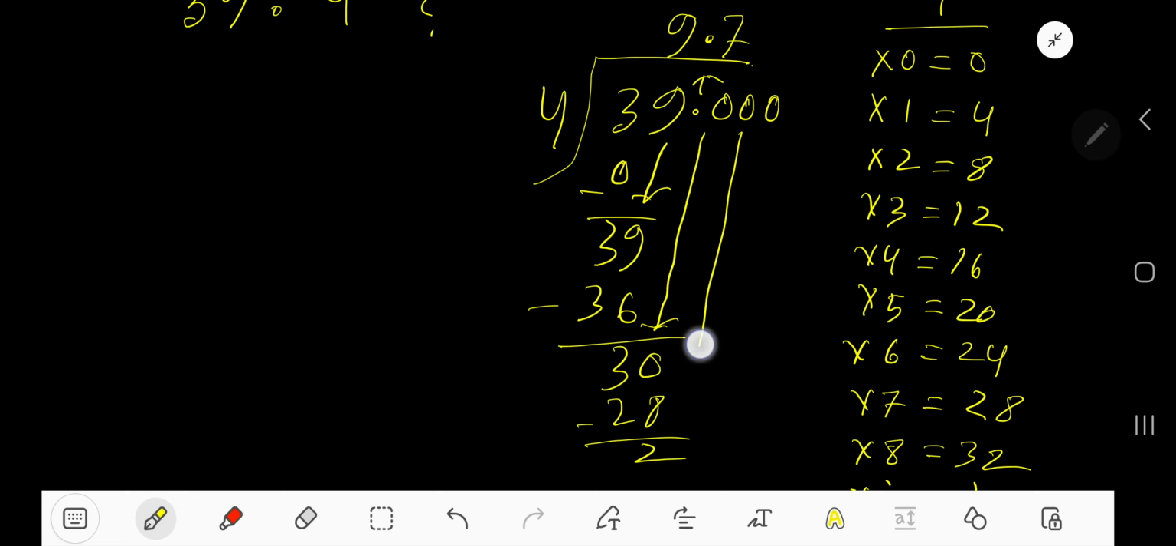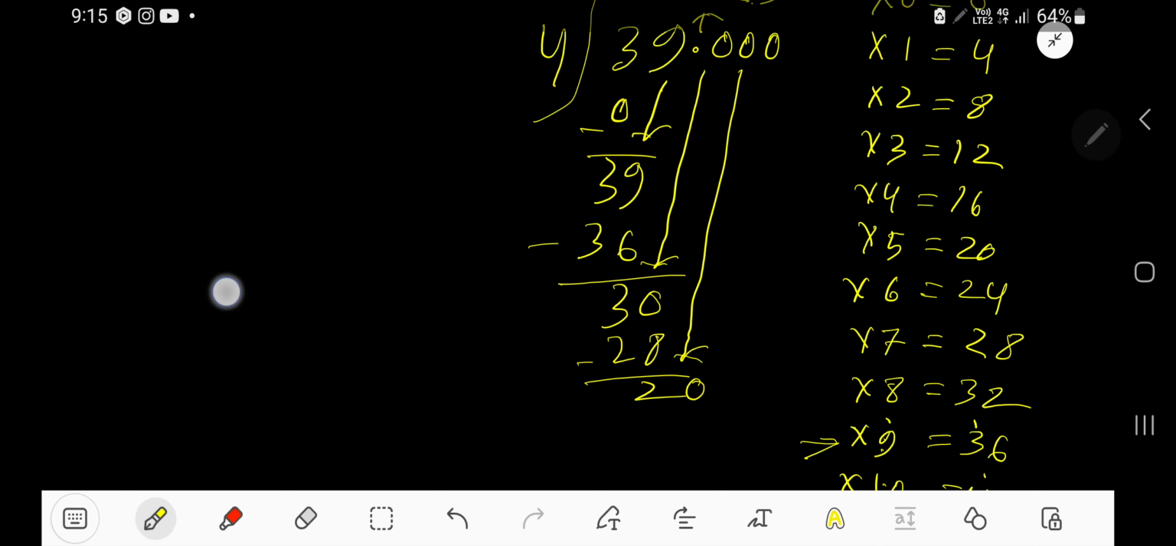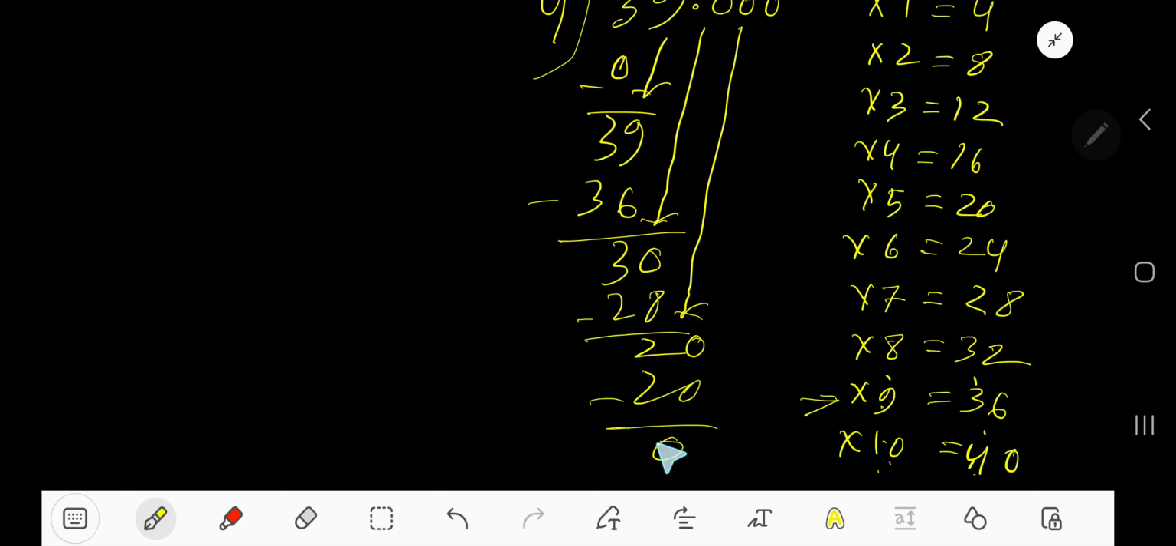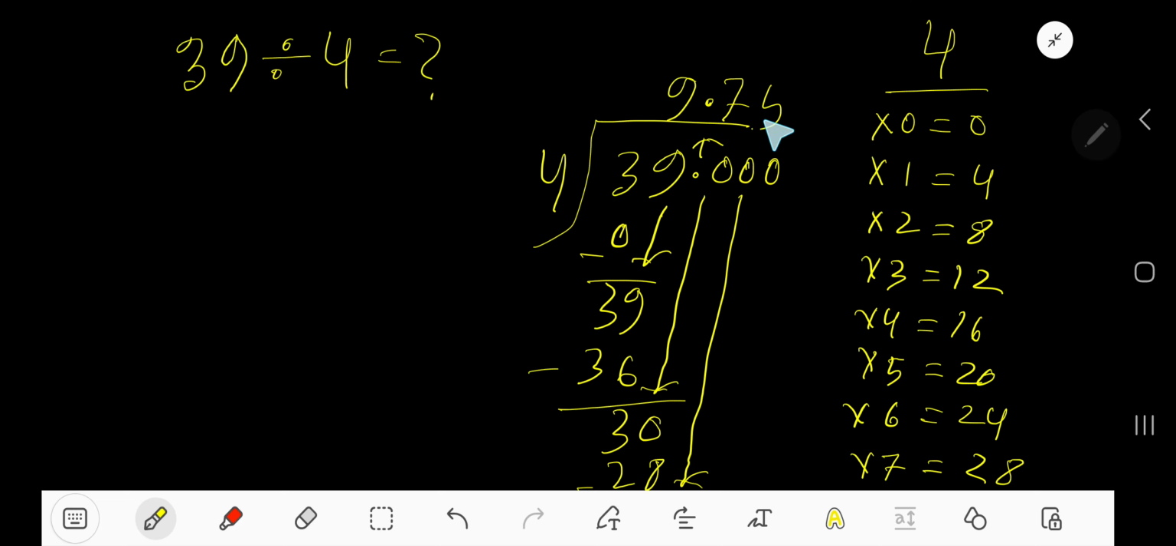Subtract, 2. Bring down another 0, 20. 4 goes into 20 how many times? 5 times. 5 times 4, 20. Subtract, 0. So your answer is 9.75.